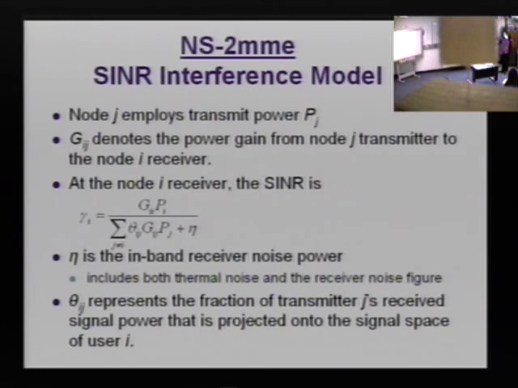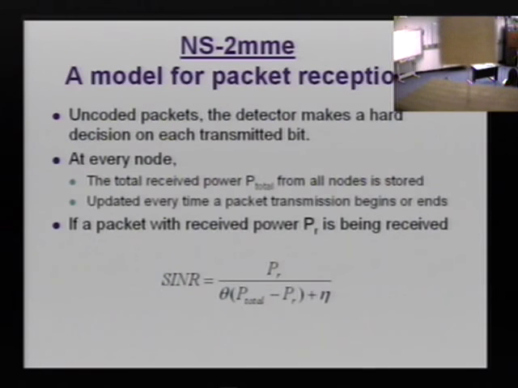And then at node I, the SINR is, this is the receive power from other nodes times theta. Theta Ij represents the fraction of transmitter J's received signal power that is projected onto the signal space. For example, if they were orthogonal, this would be 0. And plus the noise. This noise includes both thermal noise and receive noise figure. We assume that there is no channel coding, so the detector makes a hard decision on each transmitted bit.